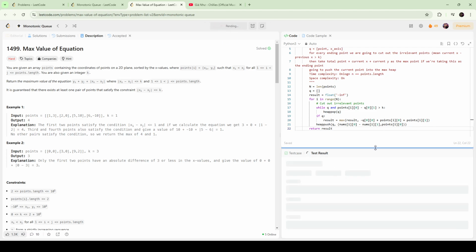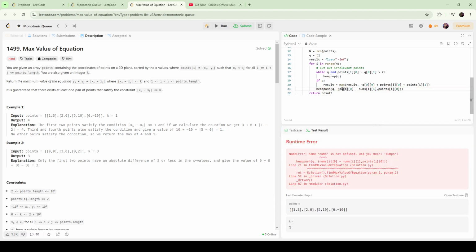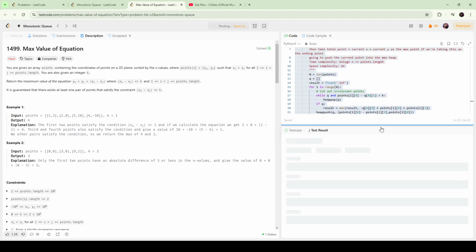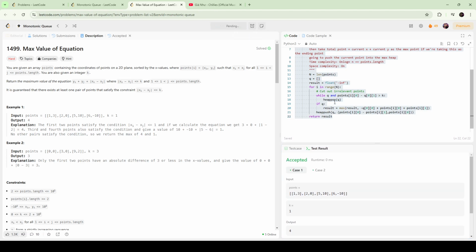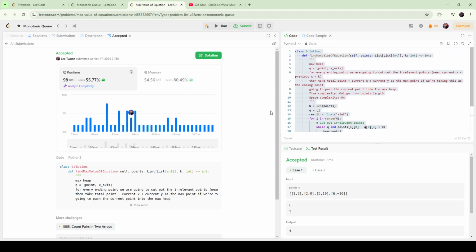Hopefully it's going to be good enough. And that's it. As you can see, it's very efficient in both runtime and memory. I hope you guys understand the solution, and see you guys in the next video.